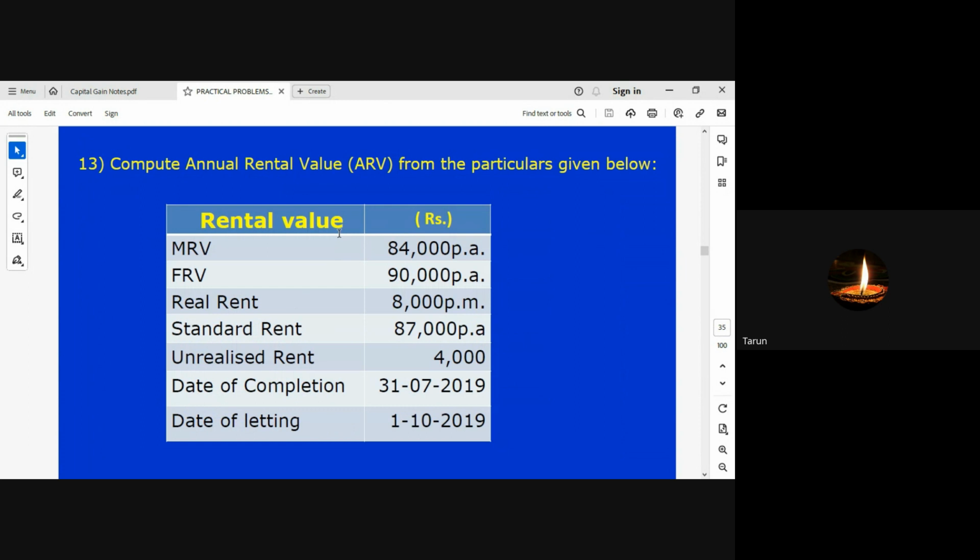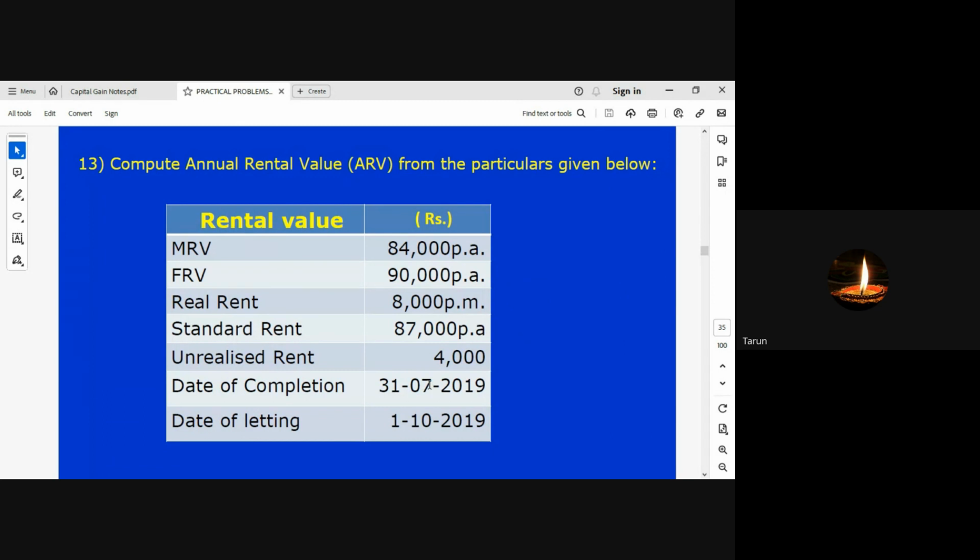This is also another question that is given. The unrealized rent amount is already given. So from the real rent you have to deduct the unrealized rent, which in other words is called the actual rent. And the date of completion is 31st July.